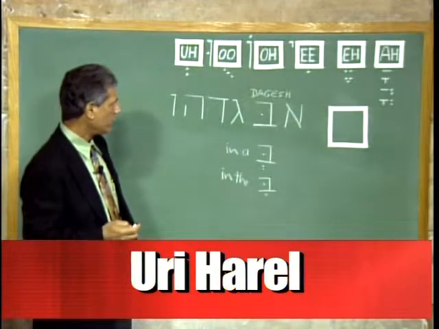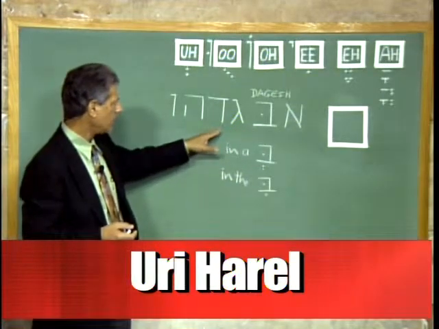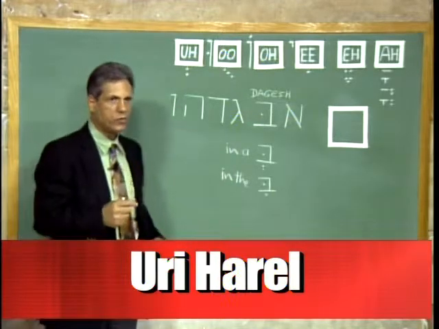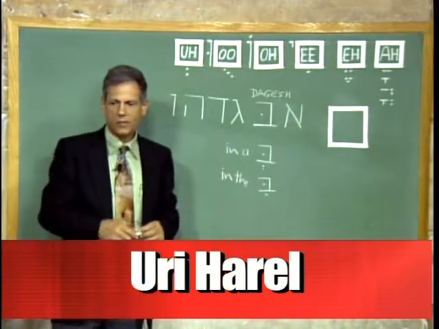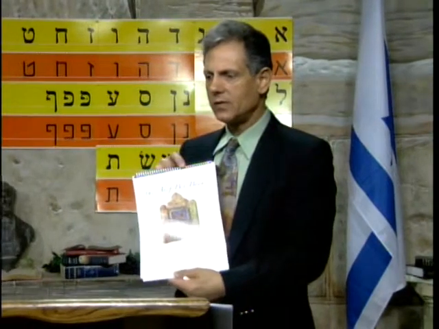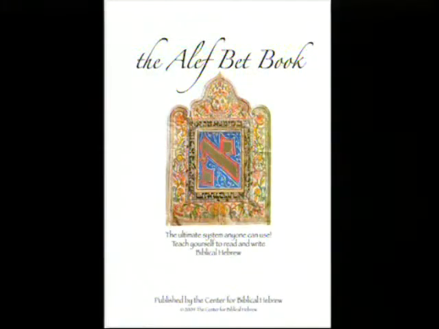So we have the Aleph, the Bet, the Gimel, the Dalet, the Hey, and the Vav. And today we're going to move to another letter. Let me show you real quick. In the Aleph Bet book, you will see the letter Zayin. And let me show it to you on the string of letters too. Here are the Hebrew letters. Let's go over them one more time.